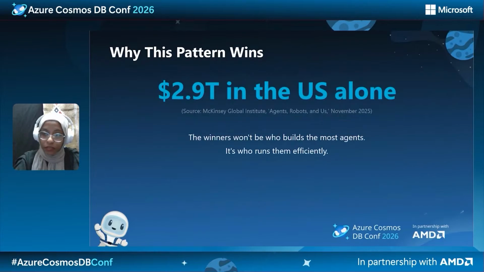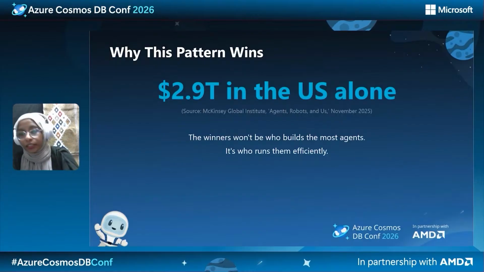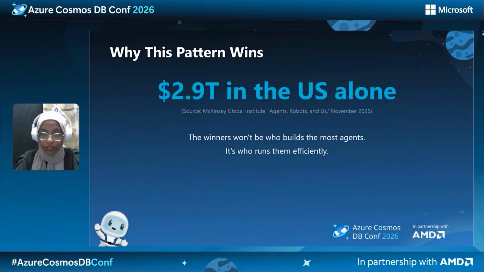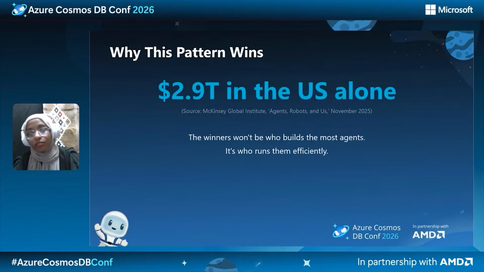But why this pattern wins is because McKinsey Global Institute published a report in November 2025 that says AI-powered agents and robots could generate $2.9 trillion in US economic value per year. So the winners will not be the teams that build the most agents. They will be the teams that run them efficiently. This is what the agent memory fabric gives you.